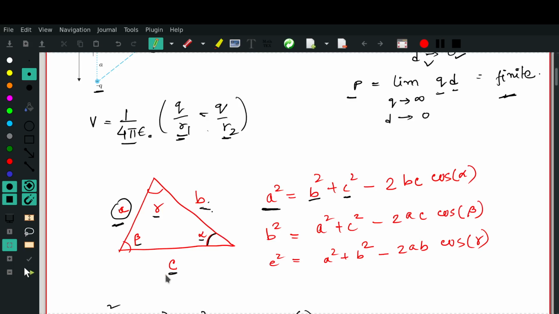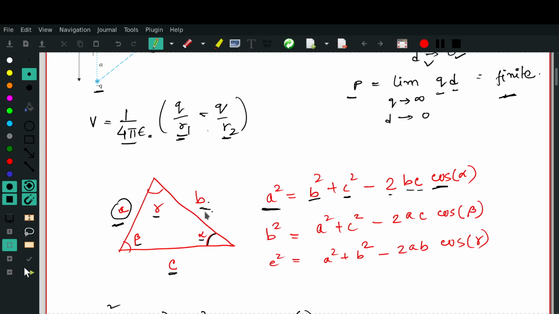Okay, so b and c were opposite to a, and then we will take a minus 2 times b and c. So this b and c are again just adjacent arms, adjacent edges, and we will write the cosine of the angle that is between this b and c arm. Okay, so you see the pattern.